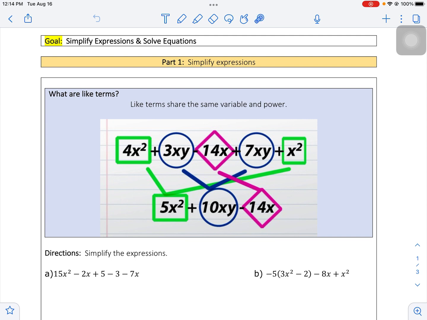So as you can see here, 4x squared. So here's an x squared and here's an x squared. This is like the number 1. So 4 plus 1 gets me the 5x squareds right here. Then I have a positive 3x, a positive 7 gets me a positive 10xy. And then this little x all by itself just gets brought down because there's nothing else to compare with.